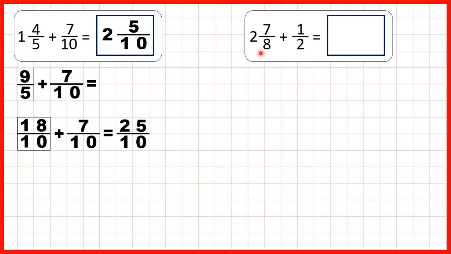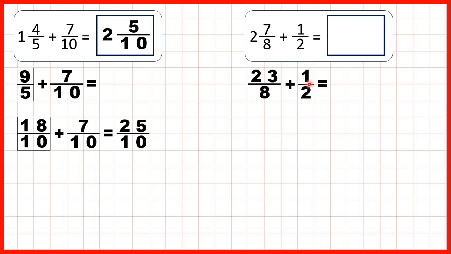Now we have 2 7/8 plus 1/2. We can change 2 7/8 into an improper fraction. Remember, we multiply the whole number by the denominator and then add the numerator. 2 times 8 is 16, plus 7 is 23. So that's 23/8 as an improper fraction.